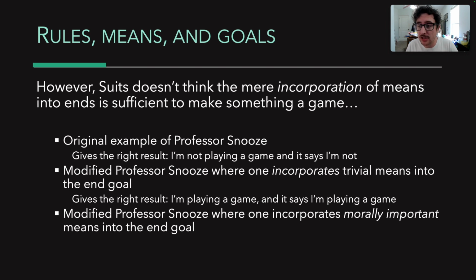Well, now you can imagine the person saying, look, I'm going to try to save Professor Snooze without killing Dr. Threat. So now they've incorporated the means by which they might save Professor Snooze into their goal. Their goal is no longer just to save Professor Snooze. Their goal is to save Professor Snooze without killing Dr. Threat. They incorporate that means into their goal because they think that it is morally important not to kill others.